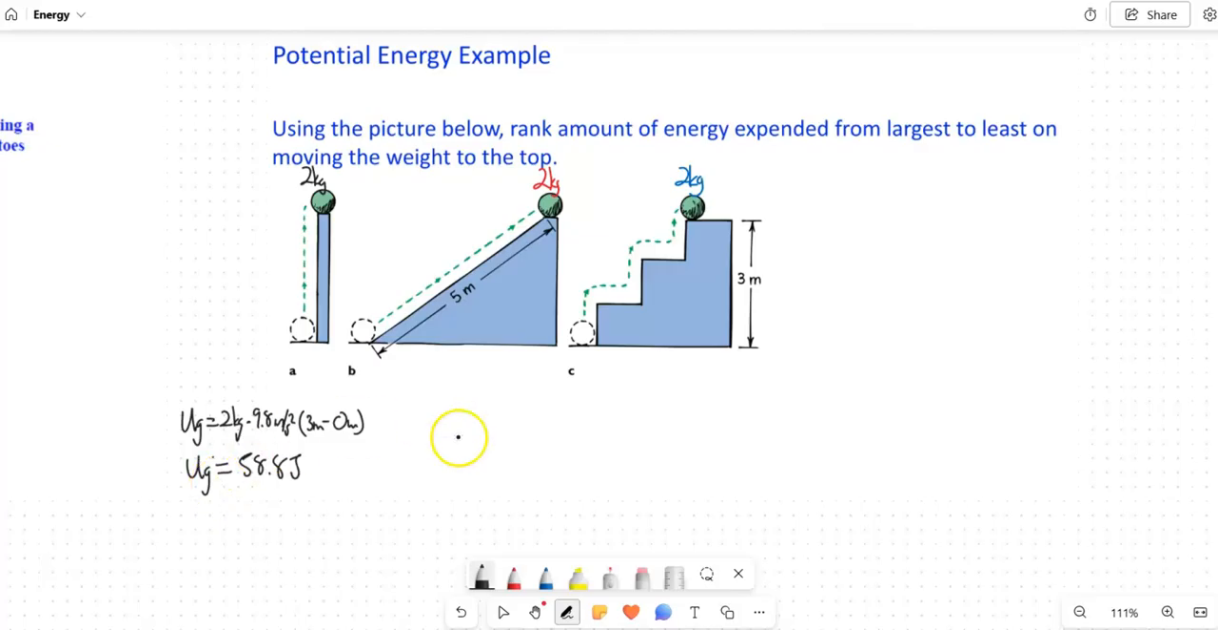So going on to here, well, this is also path independent too, because it just depends on the starting position. So 2 kilograms times 9.8 meters per second squared. Its starting position here is 0 meters high. Its ending position is 3 meters high. So when you calculate this, you're going to get 58.8 joules. It doesn't matter the path it took. All that matters is where you started and where you ended. It doesn't matter that you took this long distance.